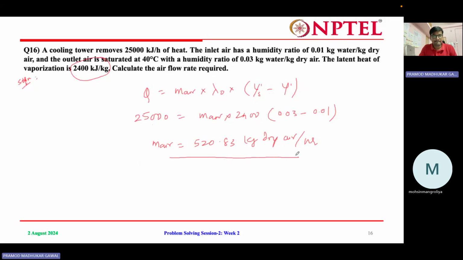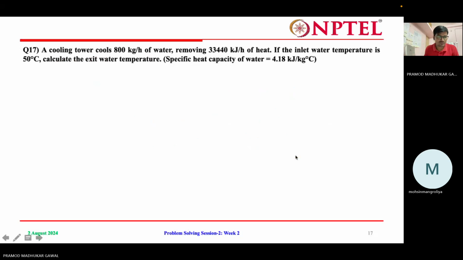Clear? Yes, sir. In the last two questions, as I explained the concept, based on that you have to calculate till the answers. That's simple. Use the calculator.